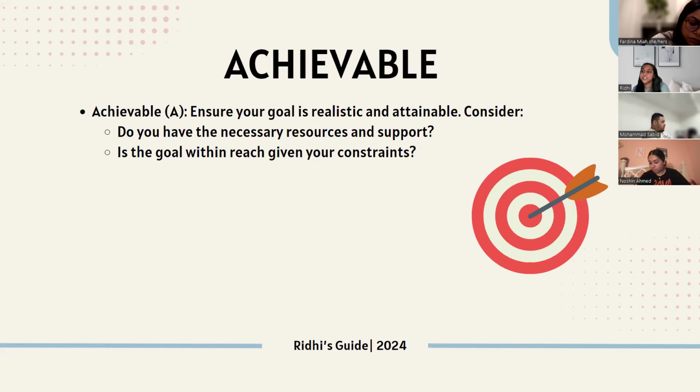Achievable. Ensure that your goal is realistic and attainable. Do you have the necessary resources to support it? Is the goal within reach of your constraints? If you're not sure if it's achievable, definitely ask your PM. They'll tell you, yes, we can do this, or no, we can't. Ask your developers if they can achieve it. Sometimes you'll have requirements that your business team or stakeholders want, but if your developers technically can't do that, it's not achievable. I've had that multiple times.